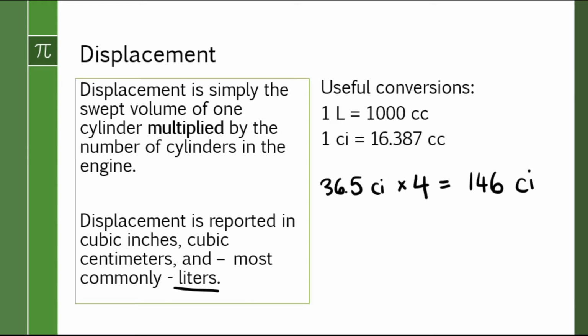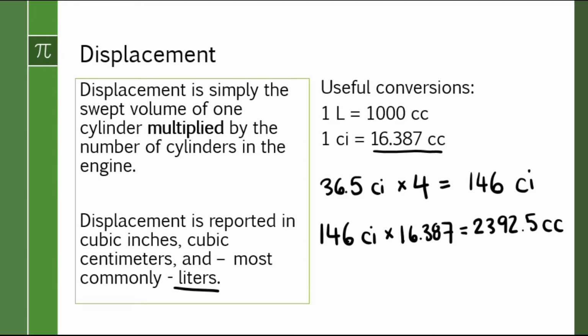So if I have 146 cubic inches and I want to go to cubic centimeters, I'm going to multiply that. You can use any formula sheets, you can use any online calculators, whatever floats your boat. And I'm going to get about 2392.5 cubic centimeters. That's one way to express the displacement.